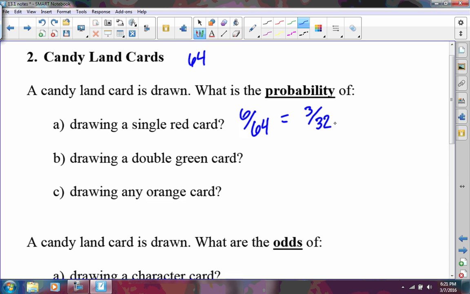And then you would count how many double green cards there are. So that means it would be a card that has 2 green squares. And there's actually 3 of those. So we would put the 3 over the 64. And that I can't reduce. And then drawing any orange card, again, you'd have to go through and you'd count how many single oranges or double oranges. And altogether there's 9. And again, that's out of your total of 64. And that we can't reduce.